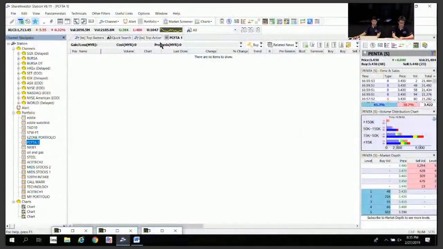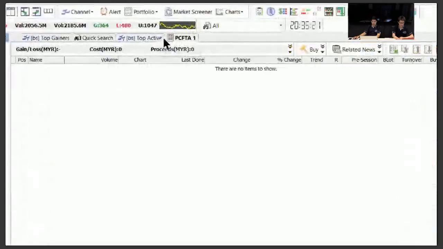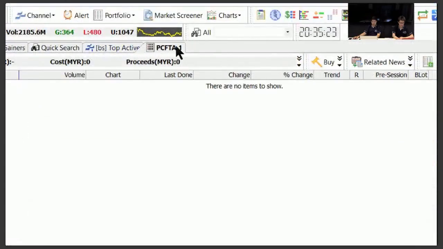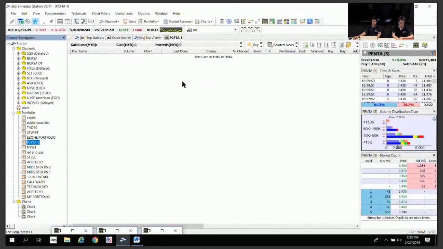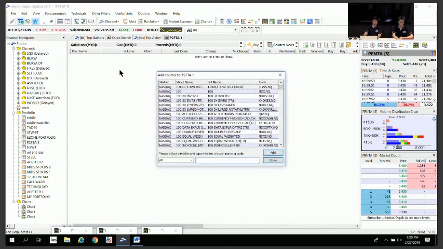You can see over here, this is the tab. You can see this PCFTA 1. So over here is the portfolio stocks. But for now, there's nothing inside. So let's insert one stock. For me, I'll insert, let's say, FGV.